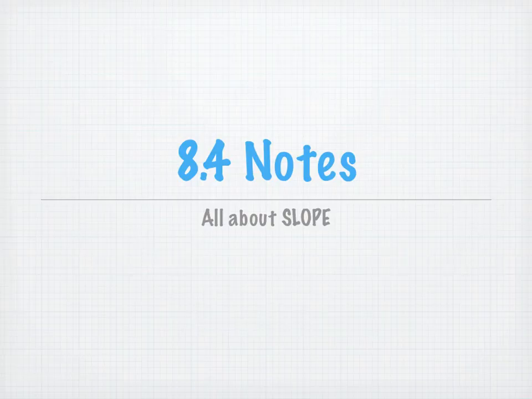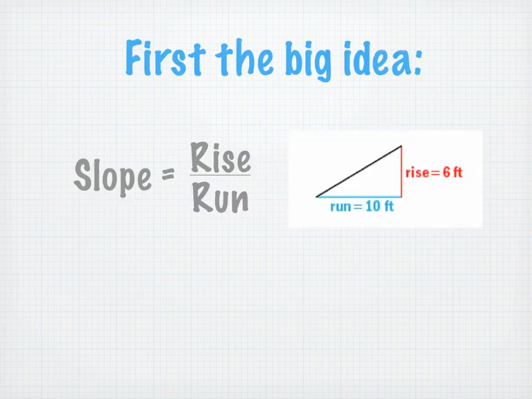This section goes with section 8.4 in your textbook. The topic of this section is the slope of a line for a linear equation. First, the big idea in this section is that slope shows a ratio of the rise of a line, that is how much it goes up, to the run of a line, how much it goes over.